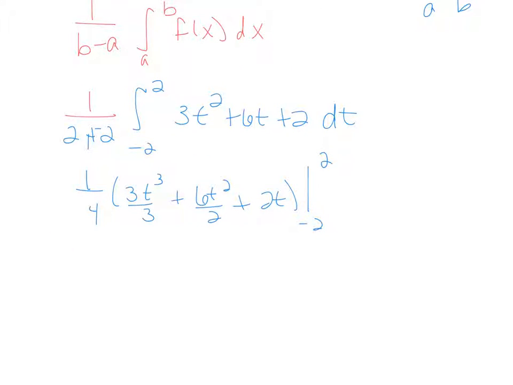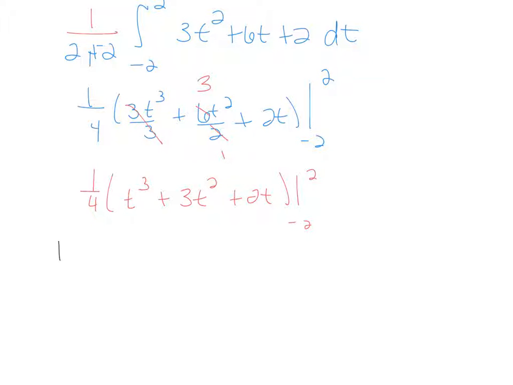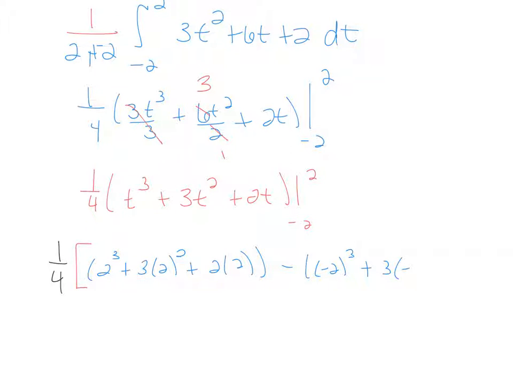I'm going to simplify this. The 3's cancel. This becomes 1. That becomes 3. So rewriting this, I get 1/4 times t cubed plus 3t squared plus 2t from negative 2 to 2. Alright. So now what I'm going to do is upper minus lower. So I have 1/4 on the outside. Upper is 2 cubed plus 3 times 2 squared plus 2 times 2, minus the lower of negative 2 cubed. Now notice I put that in parentheses because it's a negative, plus 3 times negative 2 squared plus 2 times negative 2.